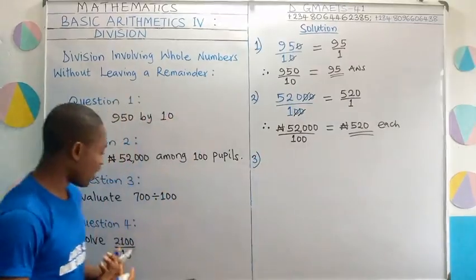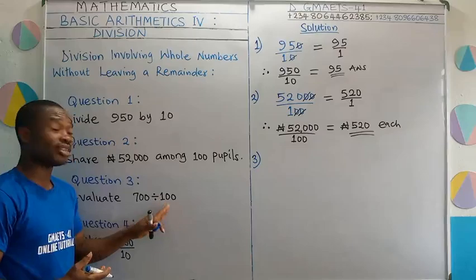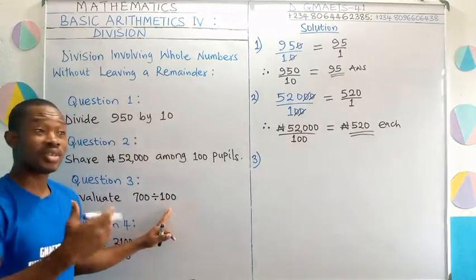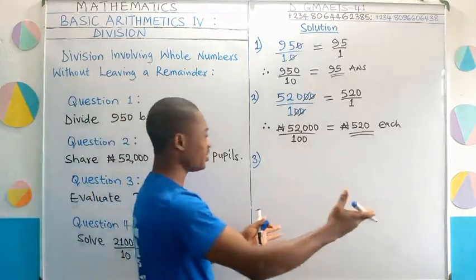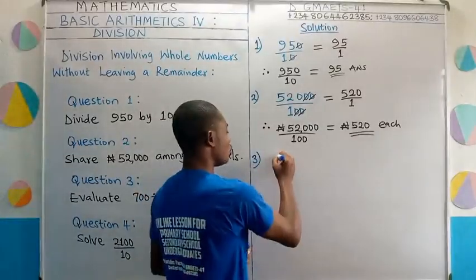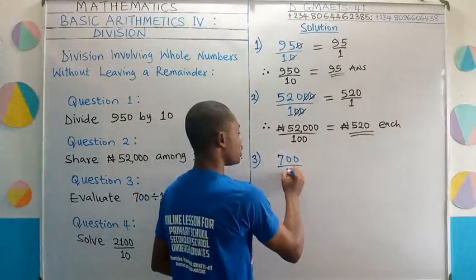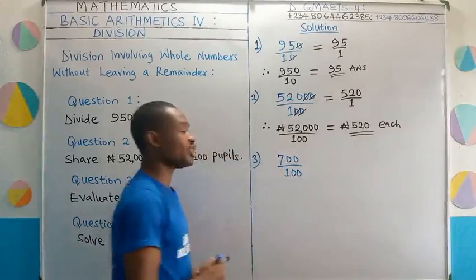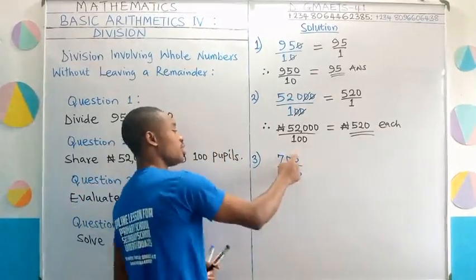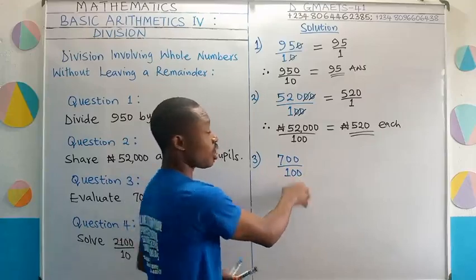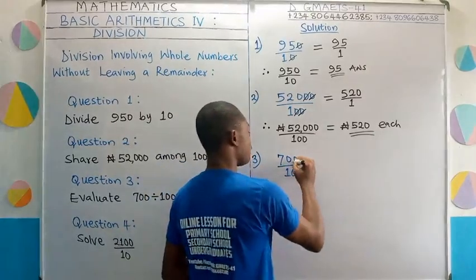Question 3, evaluate 700 divided by 100. Evaluate simply means solve and get the answer of this thing, you know. So I'm going to write 700 divided by 100. Now you notice that the last digit in 700 is 0. In the denominator, the last digit is also what? 0. So you're going to cancel them off, alright?